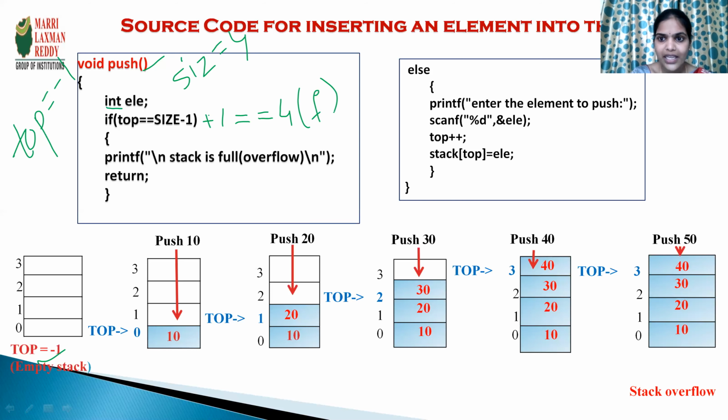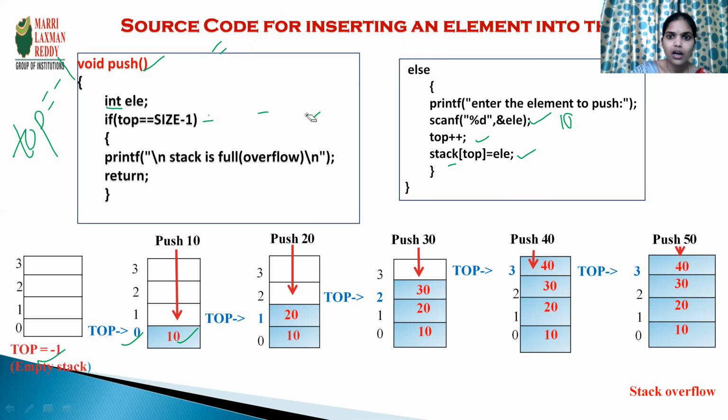Now I'm going to the else statement. I'm reading an element. Suppose the element is 10. Now I am incrementing the top. So from -1, the top is moved to location 0. And at stack of top, at stack of 0, whatever element I have read, that is 10, is inserted. Again I'm performing the push operation.